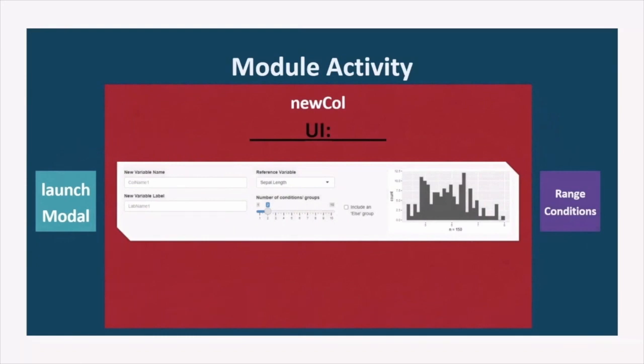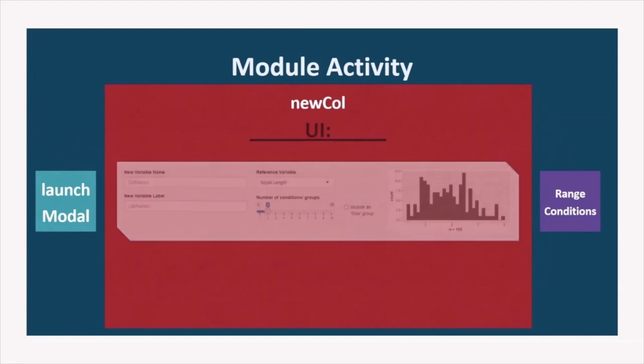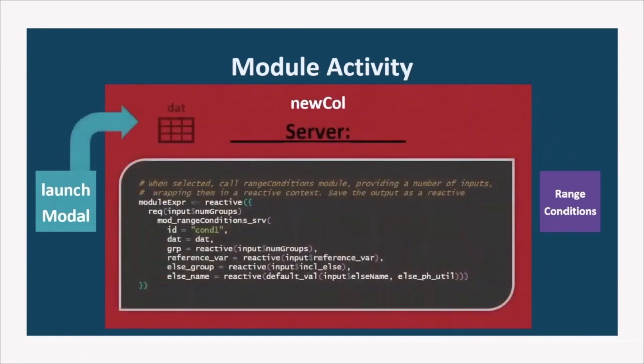New call, this is the user interface, basically just the well panel that we touched on before, containing all the info that the user needs to specify about the creation of a new variable. And from there, we're going to call range conditions. So range conditions is going to accept basically all those user inputs. So it's going to ask for the data, the number of groups, the reference variable, and then if you created some else groups, it wants to know about those as well.